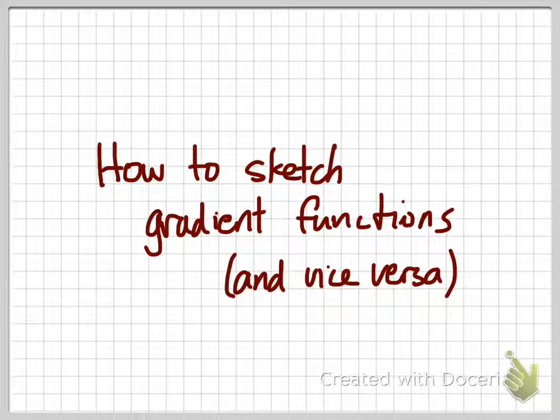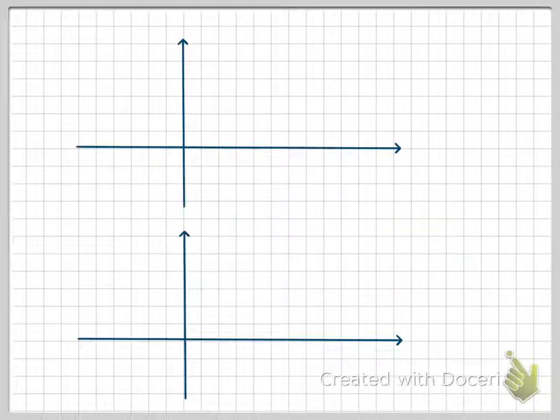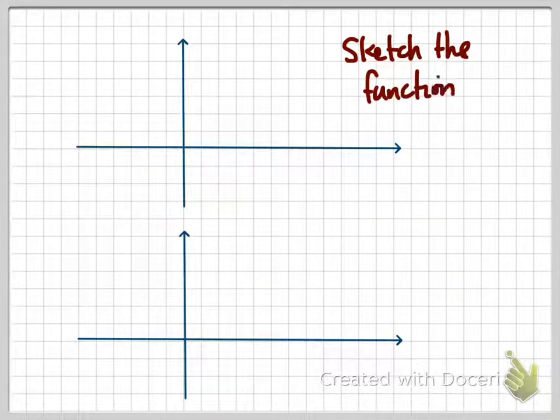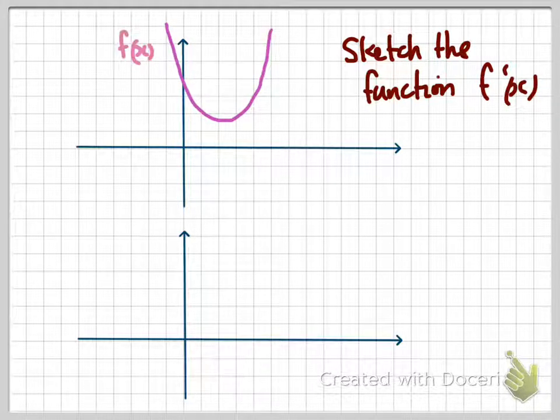Right, here we're going to learn how to sketch gradient functions and also do the vice versa. That's find the original function given the gradient one. It's actually quite easy. Just pay attention, look and learn. We'll sketch the function f'(x) when you're given the original.